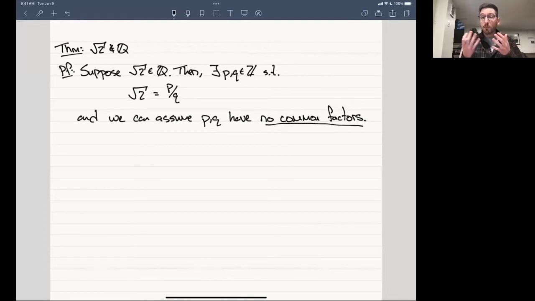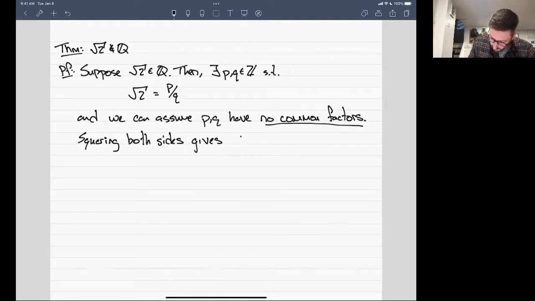Again, 1 over 4, for example, is the same as 2 over 8. We can knock off the common factor of 2 on top and bottom and get it in its most reduced form, 1 over 4. So we're going to assume that this thing is already in reduced form so that p and q have no common factors. Then squaring both sides gives 2 equals p squared over q squared, which gives us similarly that p squared is equal to 2q squared.